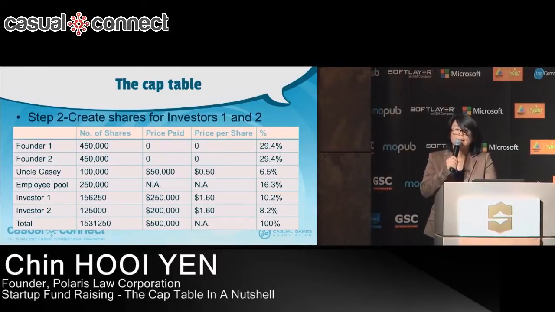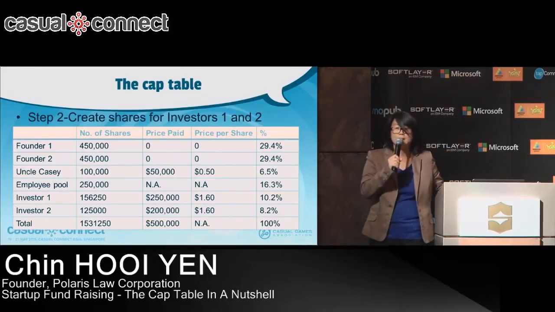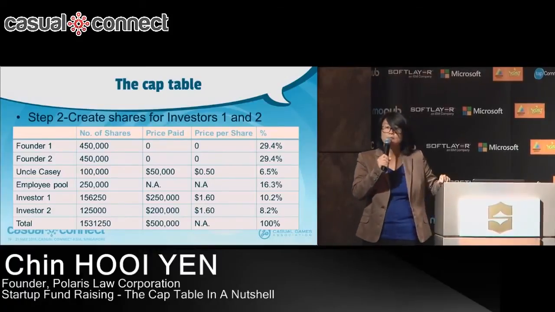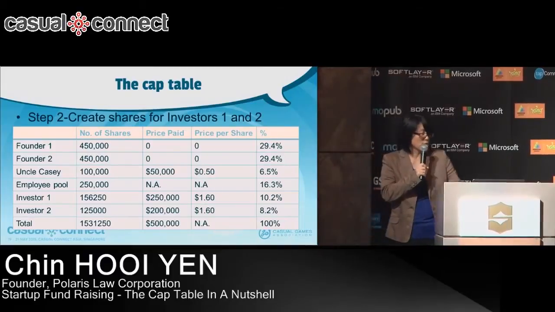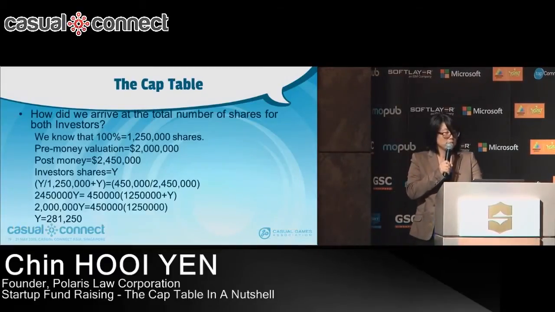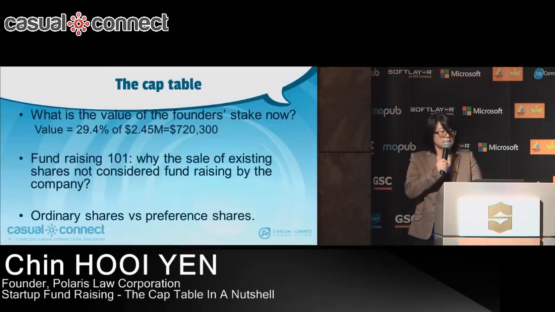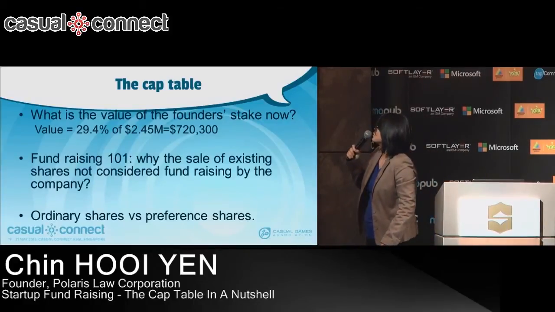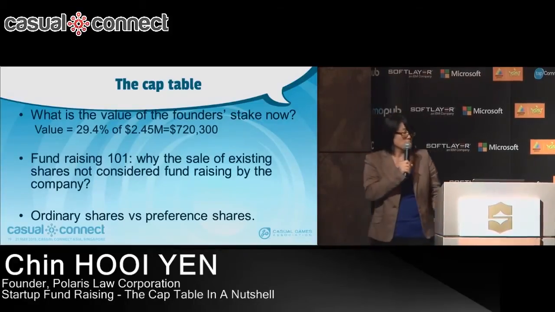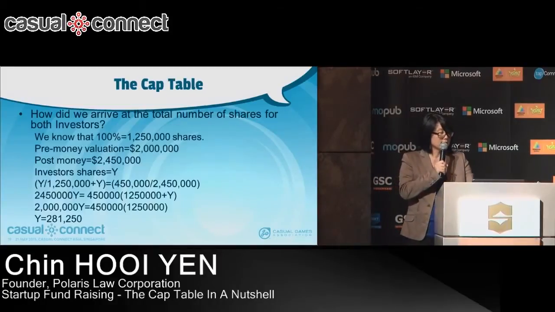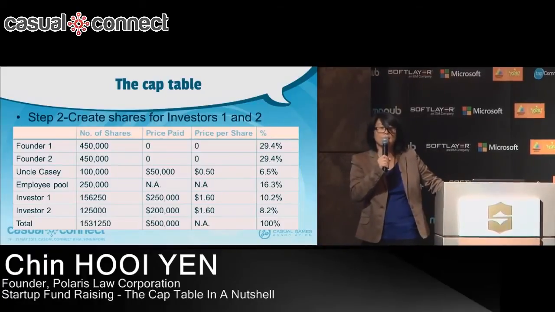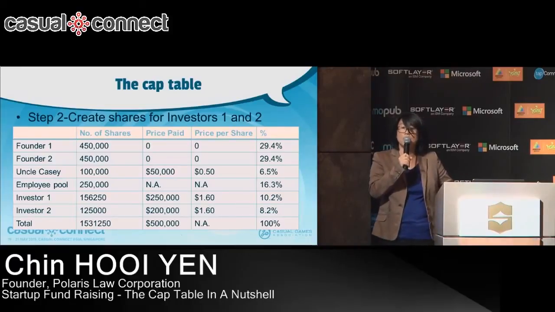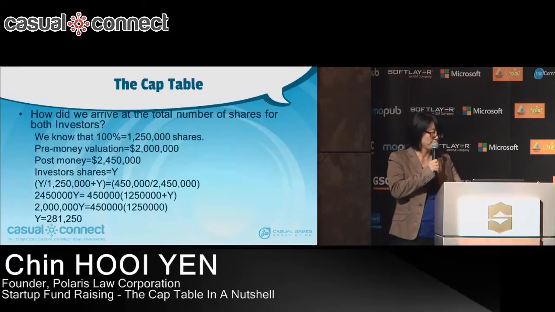What is the value of the founder stake now? Well, we know that they now hold 29.4% of the company, and the post-money valuation is 2.45 million. So the stake is now worth about $720,300. Okay, so that in essence really is a very basic look at how we arrive at the numbers and the cap tables and the principles that may govern the issue of the pool and so forth.